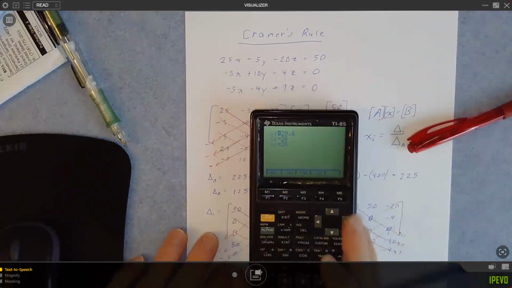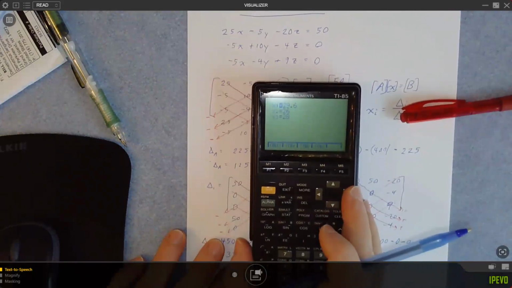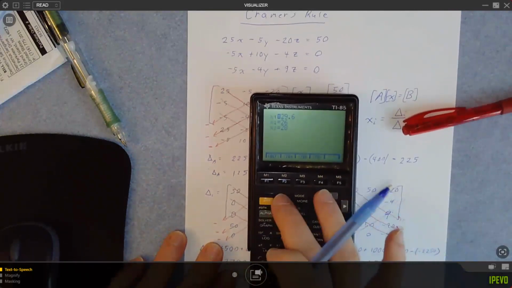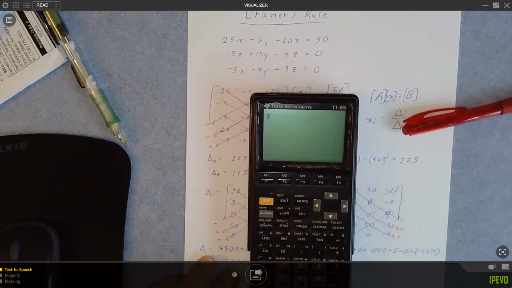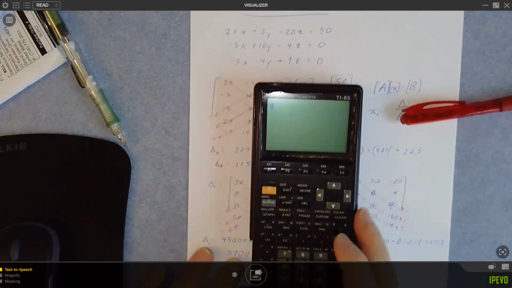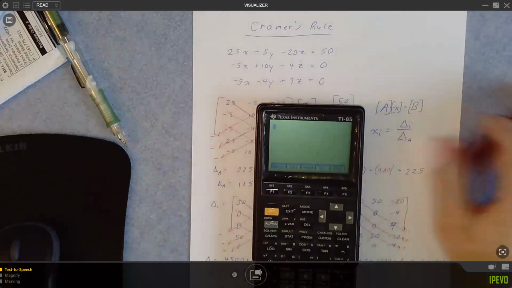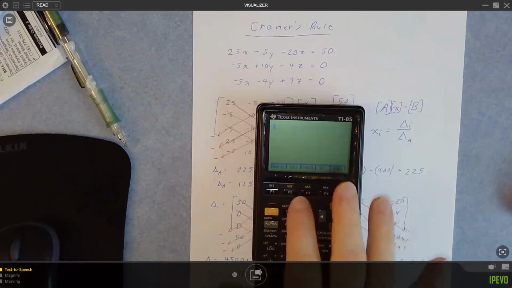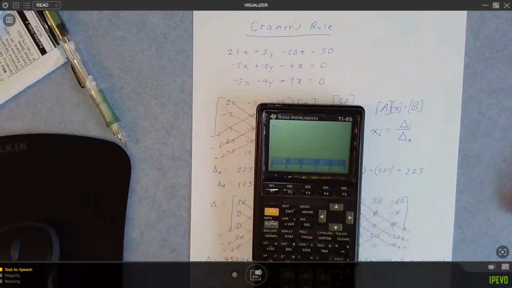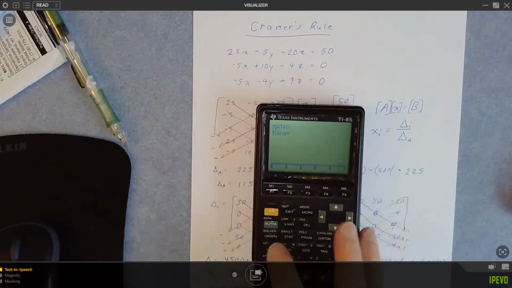Now, if you don't have the simultaneous equation solver, you probably do have matrices in your calculator. So let me show you. I've got a little button called matrix. So I'm going to hit the second function, matrix. Now I don't have any matrices in there, so I'm going to edit and create a matrix. I'm going to call this matrix A.